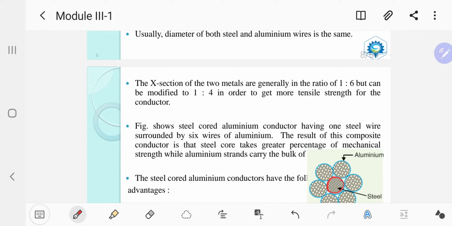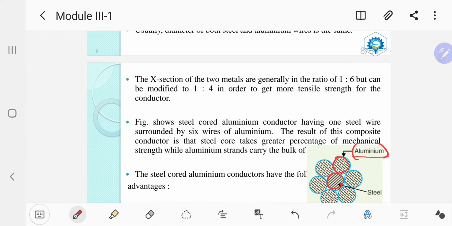So here you can see a figure. Galvanized steel is kept here, as well as the aluminum, which is also kept at the periphery surrounding the galvanized steel.